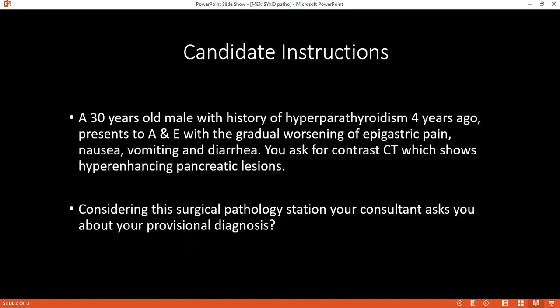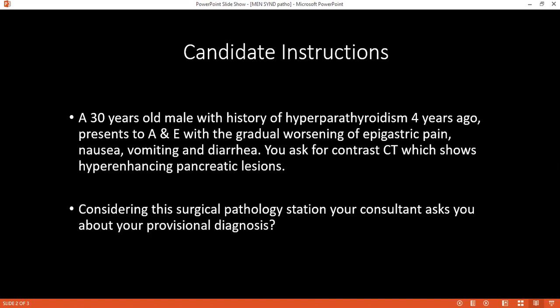Right. If you have read and understood, kindly tell me what's the significance of seeing a hyperenhancing pancreatic lesion on CT scan? As the patient has a history of hyperparathyroidism, for which he was treated, and now he has a complaint of this pancreatic lesion, he may be a patient with MEN1 syndrome, and it may be a pancreatic neuroendocrine tumor.